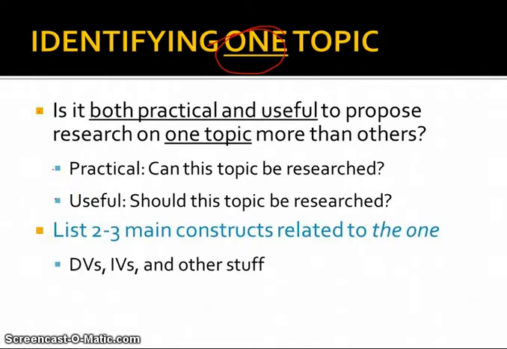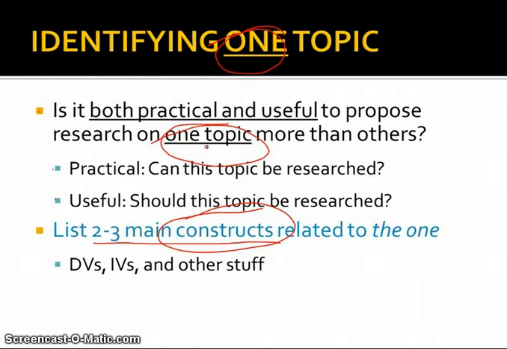If you have found your one topic, and I think most of you have found at least a big topic, a broad topic, and you're working on narrowing it, it would be helpful if you could list 2 to 3 main constructs related to that one topic. Now, what is a construct? A construct is an idea or a particular way of thinking about something that you might want to investigate further that will relate to your one topic.